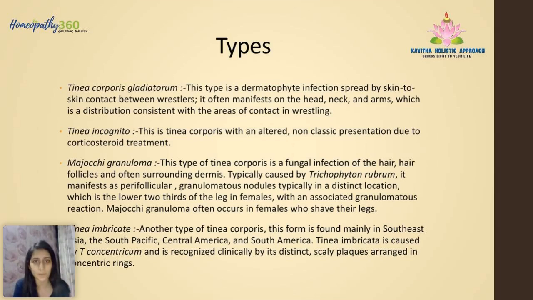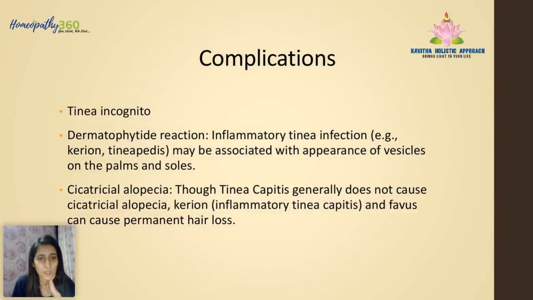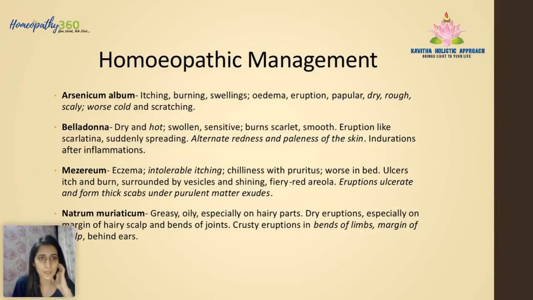Like tinea corporis gladiatorum, which we talk about, is usually when wrestlers come in skin contact, and it may occur over the head region or the neck or the arms. Then tinea incognito, we already discussed. These are different types. And the signs and symptoms which occur in tinea corporis are large erythematous scaly plaques, which will be seen over any part of the body, and macules may also be present. Annular plaque formation may also be there. So different presentations are there. It depends on the case which you are coming across. We will be discussing the rubrics given for tinea and the different medicines in the end.